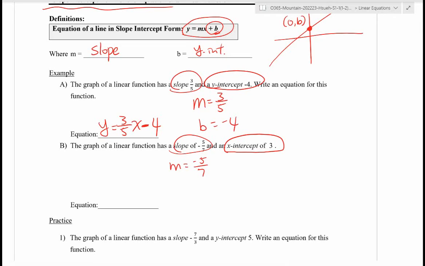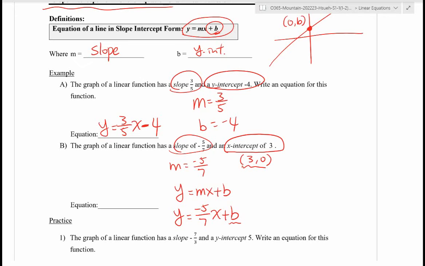So what we need to do is this. The x-intercept is 3, which means the coordinates of that point are 3, comma 0. Now we know y equals mx plus b. We don't know what y is, but we do know m is -5 over 7, times x plus b. We still don't know the value of b. What we can do is use this point that is on the line to help us figure out the value of b.